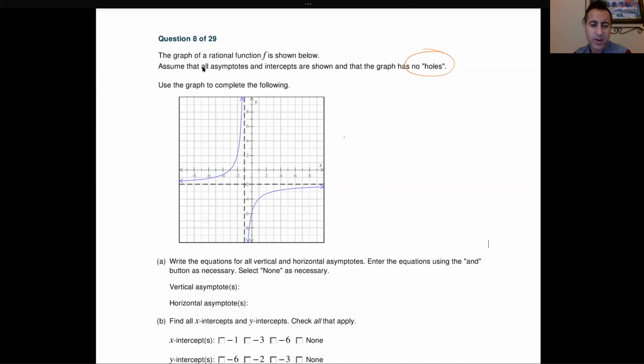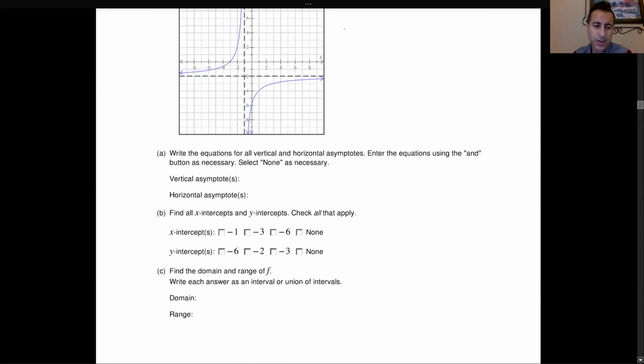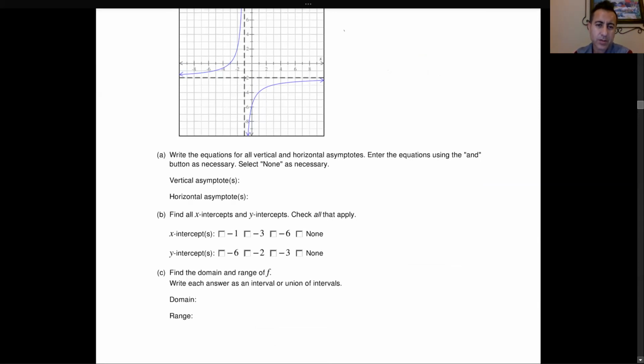Use the graph to complete the following. The first question, A, find the vertical asymptote. So it's here, x equal -1. And as it says, enter the equations. So we don't say the answer vertical asymptote is -1. This doesn't mean much for this because it's a line, and that's x equal -1.